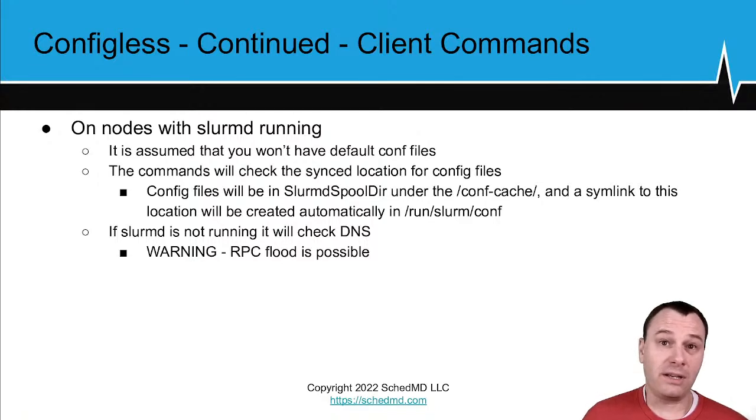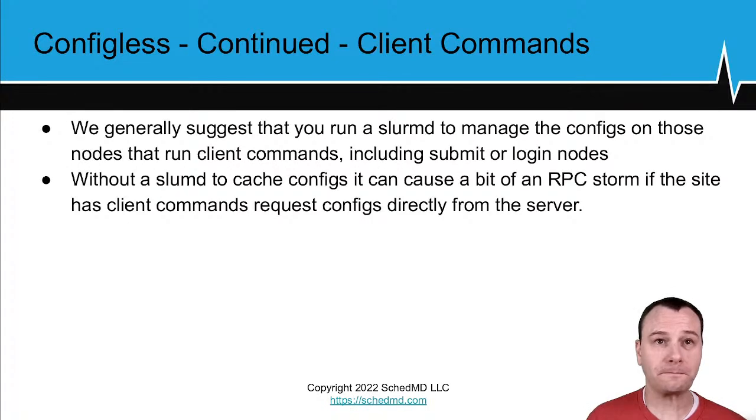The Slurm spool dir is configurable. If you don't run a Slurmd on the node where client commands are issued and it can't find a config file, the last thing it tries is to use a DNS SRV record to look up where the slurmctld is and will request the configs. A warning when using just the DNS entry: if you have a large grouping of jobs being submitted, you may experience an RPC flood. I'll talk about this a little more in a later slide.